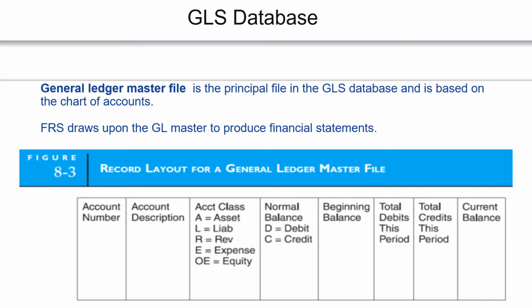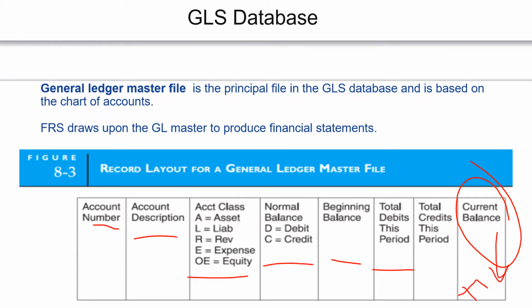Okay, so we can see here the record layout for the general ledger master file. We have the account number, the account description, the accounting classes, the normal balance, either debit or credit, then the beginning balance, total debit and total credit this period, and then the current balance. The current balance, for sure, goes to the financial statement.